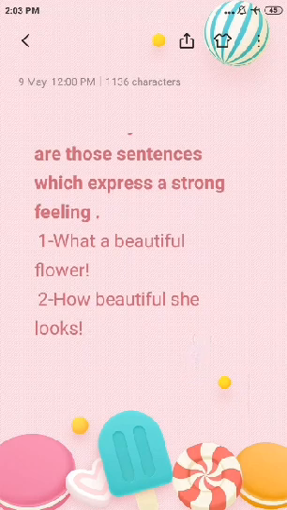Look at the second sentence. How beautiful she looks. So who looks beautiful? She. That means she is the subject here and the rest part is predicate. That means how beautiful looks is the predicate here.